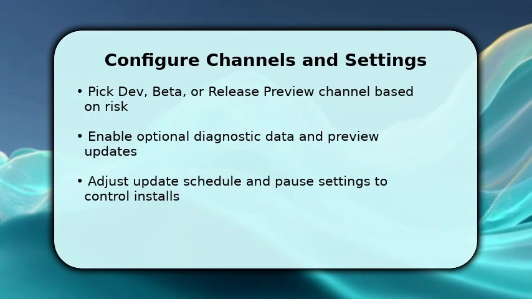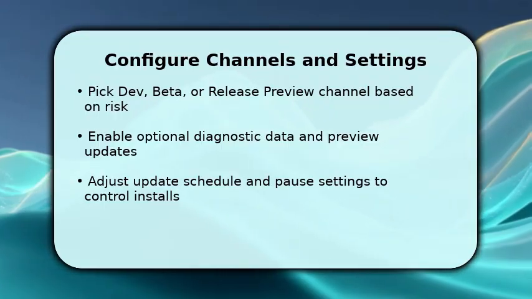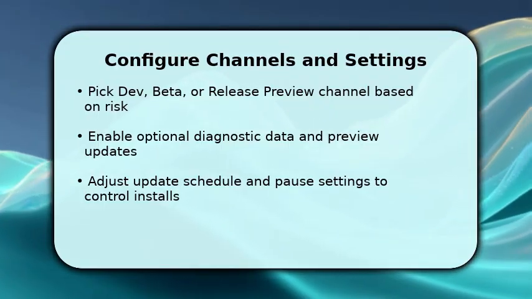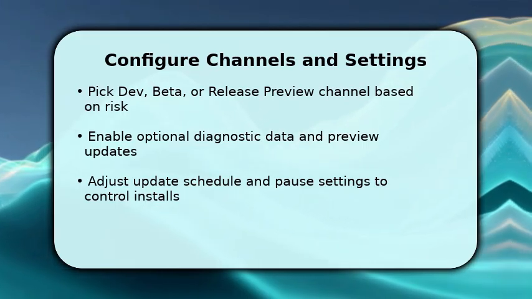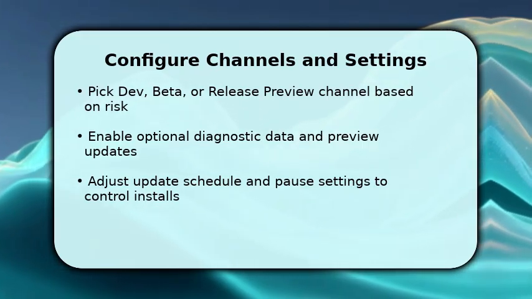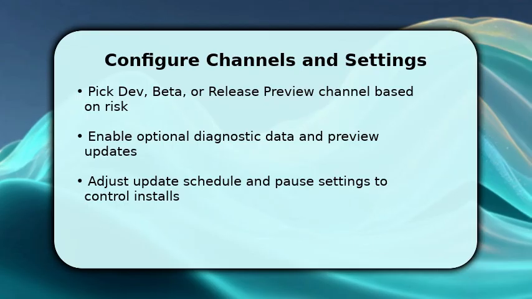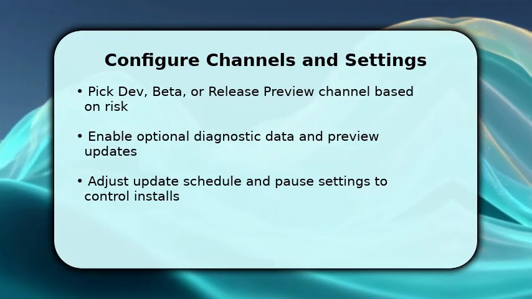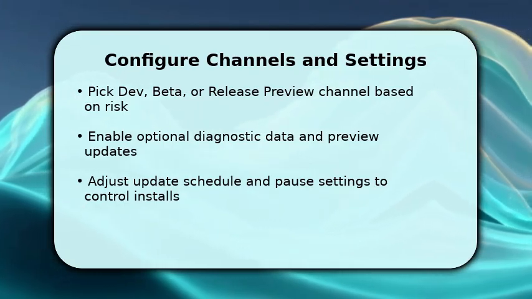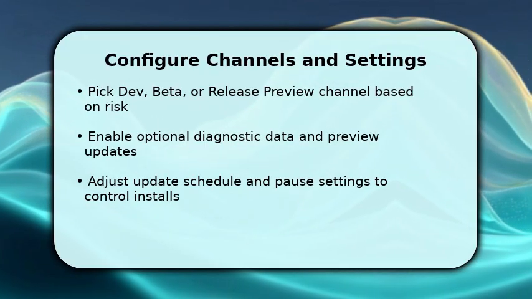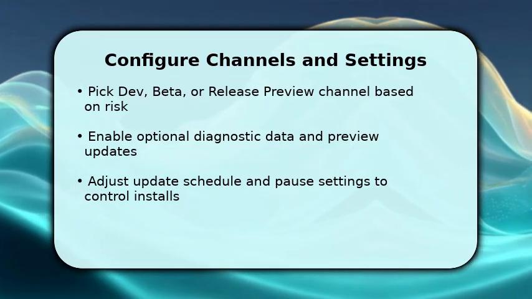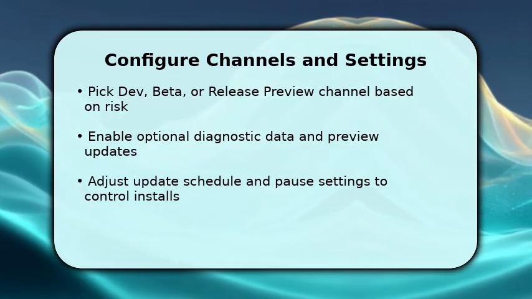Now you configure the flow of updates and why each channel differs. Dev for earliest features but highest instability, Beta for smoother testing, Release Preview for near-final builds. Once chosen, enable diagnostic data and preview updates so Microsoft can deliver the right packages and you can help improve Windows. Make sure to review your update schedule and pause settings to avoid disruptive installs during critical work.